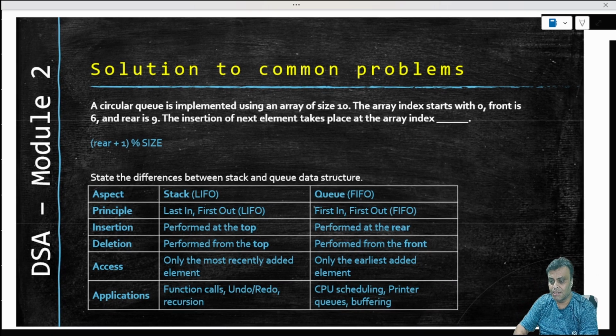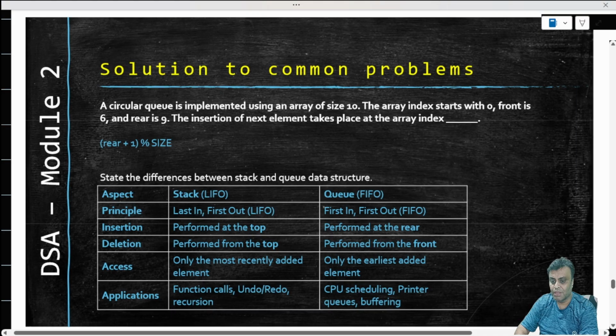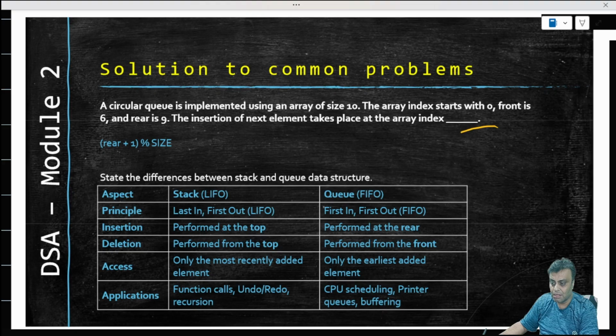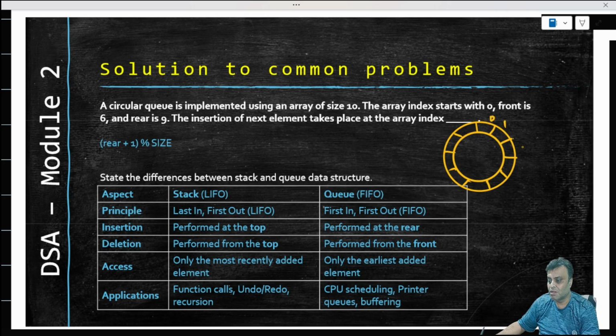So let's try to solve this problem, what it's trying to convey. Circular queue is implemented using an array of size 10. Let us draw this circular queue, an array of size 10. Let me see if I can draw 10 elements. 1, 2, 3, 4, 5, 6, 7, 8, 9. So this is 0, 1, 2, 3, 4, 5, 6, 7, 8, 9, 10 elements.